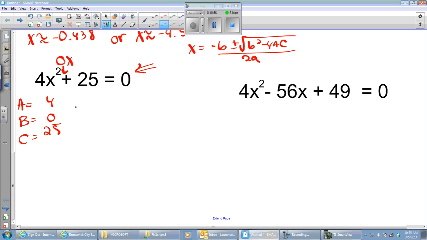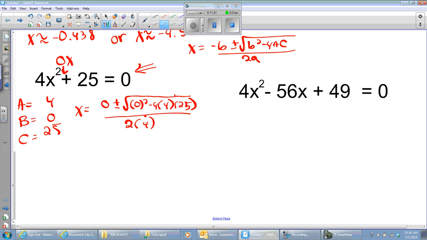So now I set up my quadratic formula. X equals the negative of b plus or minus the square root of b squared minus 4ac all over 2a. Oh, 2 times 4, not 2 times 8. Sorry about that.